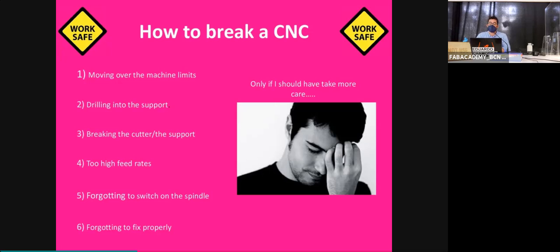And forgetting to fix properly. It means hold your material well. A lot of the problems come because you didn't hold your material well. That means the machine can move the material and it will fly away. I have seen machines lifting up 35 kilos with a 6 millimeter end mill. It means 35 kilos of wood, 2 meters long, flying in the air. So be careful. They are really strong. It's powerful equipment. But if you follow proper workflows, you will never have an accident.